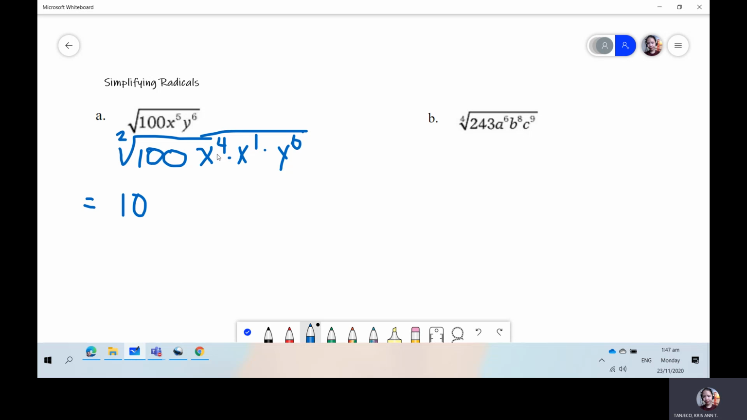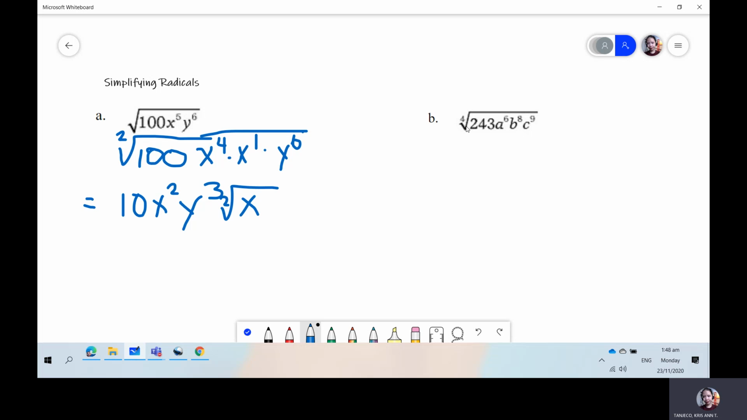And then for the exponent part, x raised to the 4, we're going to divide it by 2. 4 divided by 2 will give us 2, or x squared. Remember, whenever we are working with radicals, we just divide the exponent. We cannot divide this one, so later on, this will remain inside the radical symbol. So y raised to the 6 divided by 2 will give us y raised to 3. And then we have x left, so the square root of x.